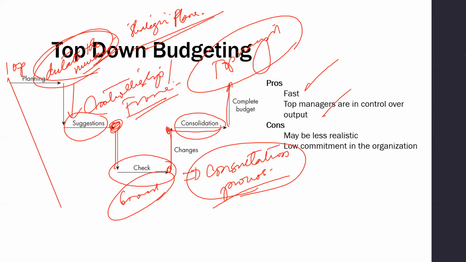What are the cons? Maybe less realistic, and there could be low commitment in an organization. Okay? Low commitment. Why? Because they were merely consulted. Hindi naman sila yung nag-originate ng budgets. Okay? So the top-down budgeting process might be appropriate for some industries. For example, an industry that is very predictable. For example, the business is very predictable.